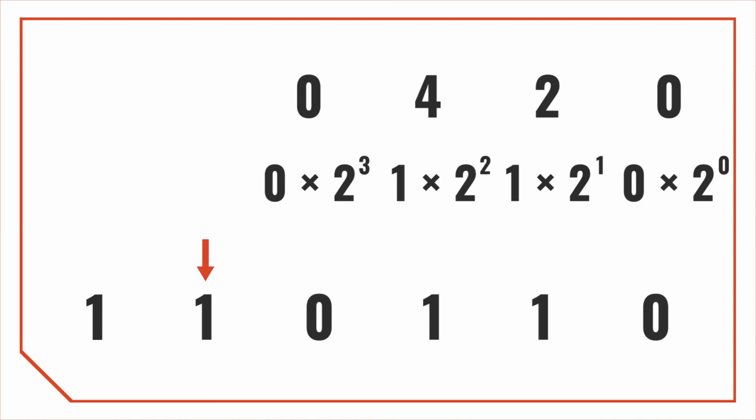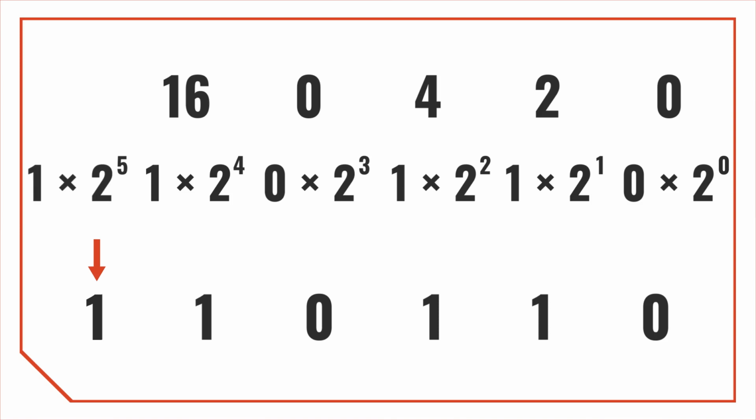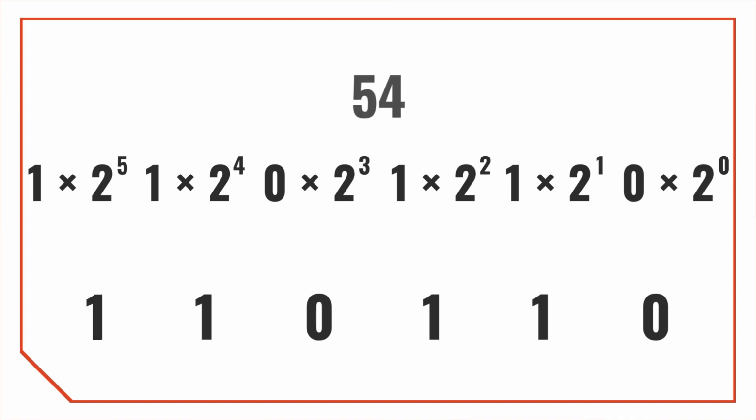The fifth digit from the right is a 1. It's 4 digits away from the right, so we get 1 times 2 to the power of 4, which is 16. The 6th digit from the right is a 1, and it's 5 digits from the right, so it's 1 times 2 to the power of 5, which is 32. Now we just need to add these all up to get our decimal. 32 plus 16 plus 0 plus 4 plus 2 plus 0 equals 54. So that's our answer.